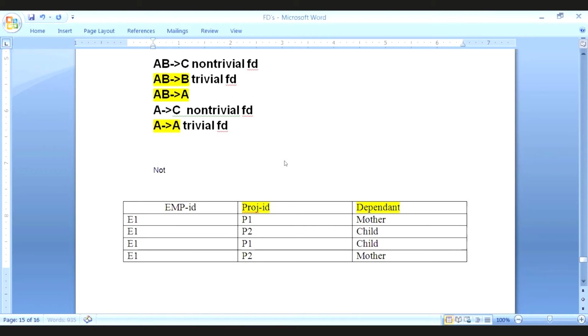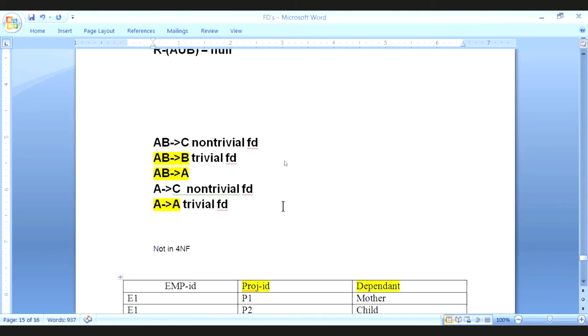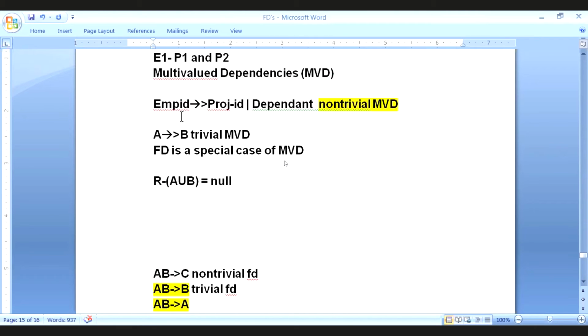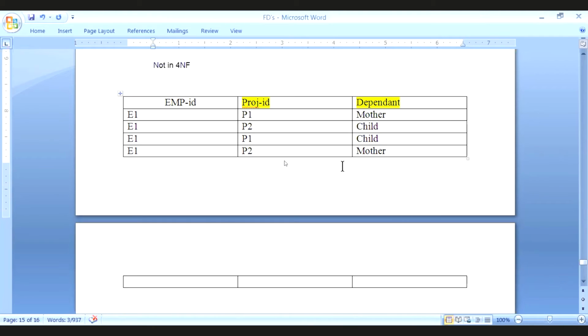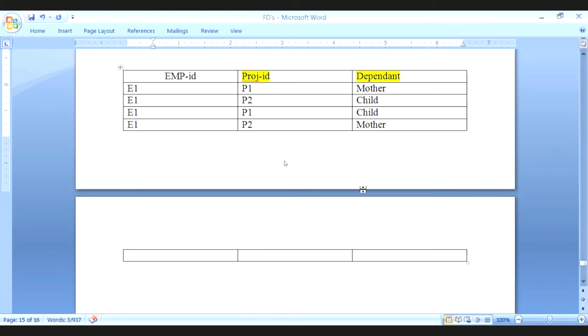Now what I was saying is that this relation is not in 4NF, because the MVD EMPID multi-determines project and dependent is there. A non-trivial MVD is there. So who is creating a problem? This MVD is creating a problem. Why did the problem arise? Because independent attributes are kept in the same table. So I have to separate these independent attributes. Hence, EMPID, project ID will be one table and EMPID, dependent will be the other table.